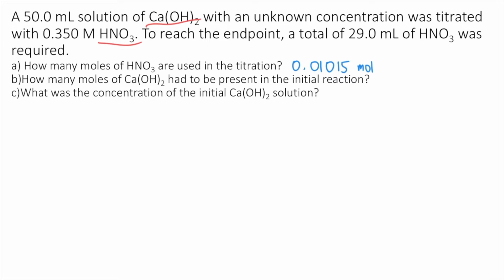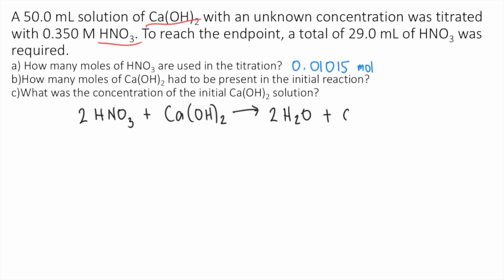So this is an acid-base reaction where your acid is HNO3 and the base is calcium hydroxide. I will write on the screen the balanced chemical reaction. 2 moles of nitric acid plus 1 mole of calcium hydroxide. So those are your reactants. When they react, the products are 2 moles of water plus 1 mole of calcium nitrate. If you want to double check, this reaction is already balanced.